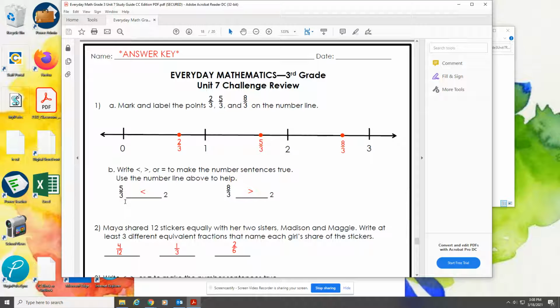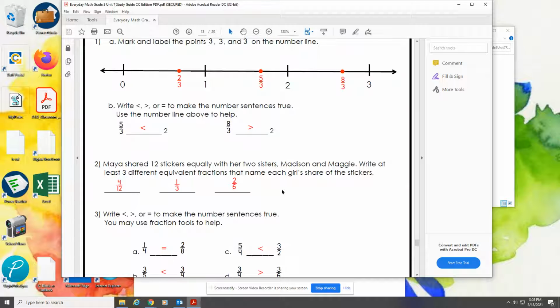Write greater than, less than, or equal to make the number sentences true. Use the number line above to help. 5/3 is less than 2, because here's 5/3, here's 2. So it's to the left. 8/3 is greater than 2. Here's 8/3, it's to the right of 2.